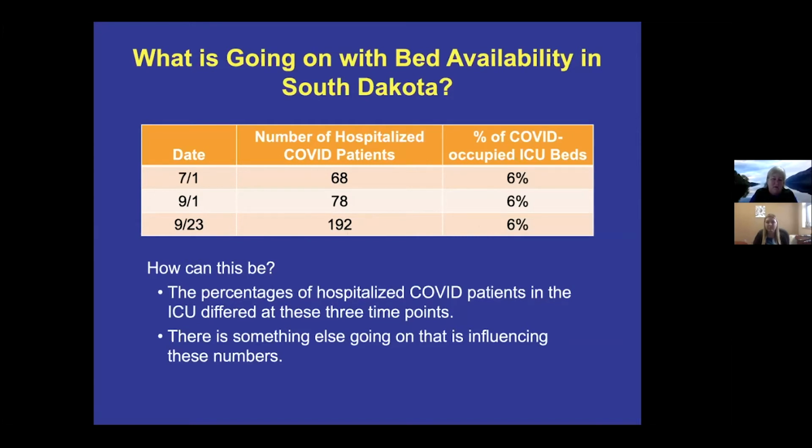And there's a couple ways that you can see this. One is that the percentages of these patients that are actually hospitalized that are in the ICU may be different at these 3 points. And I was only tracking ICU beds, nothing else. They also have hospital beds and ventilators that they put on the dashboard. But then I thought, well, is there something else that's going on that's influencing these numbers?